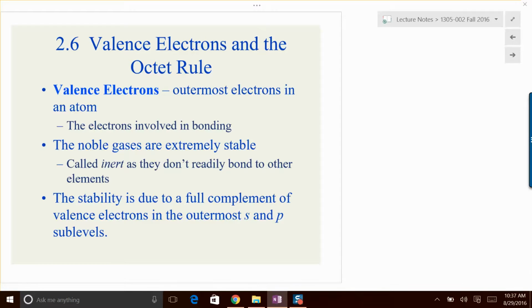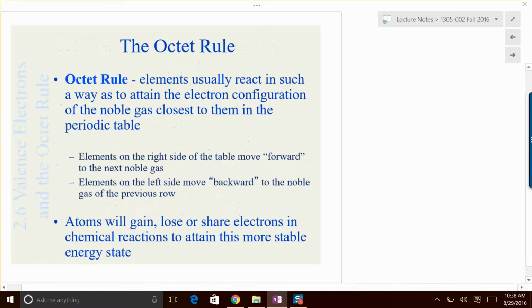Valence electrons, outside electrons, noble gases are stable. Okay? They're inert. They don't react. And it's due to the fact that they have a valence shell of S and P electrons that are full. Okay? And that brings us to that octet rule. This is the octet rule that everybody basically wants to get here. They want to get to this stability that they have. They want to have 8 valence electrons. So they're going to lose or gain electrons to do that.